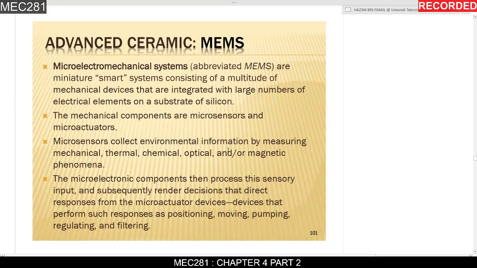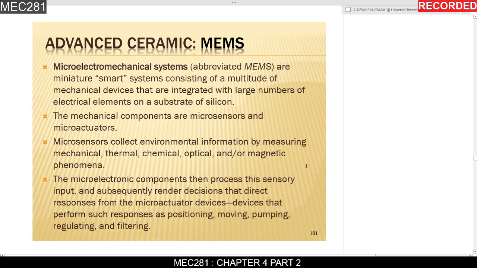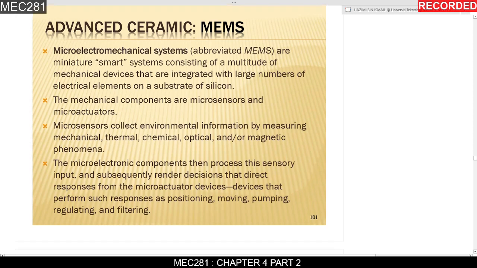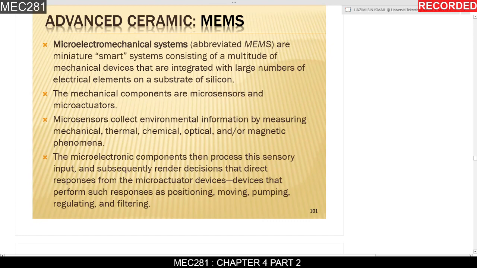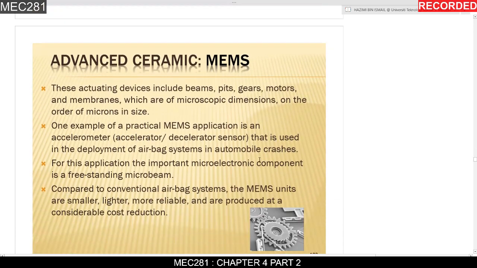More on very specific applications. In some cases in the MEMS, we are going to fabricate to get the micro sensors and micro actuators. Micro sensors detect temperature or pressure, but they are in a very small size. Because of the very small size, it is difficult to make. So this is more on advanced fabrications, using the ceramics.